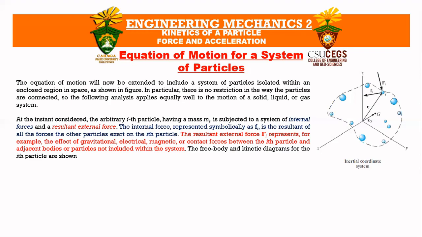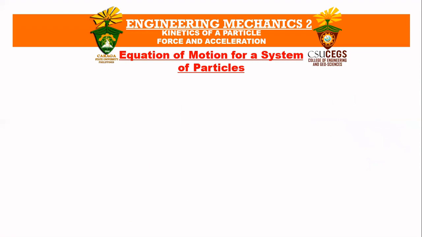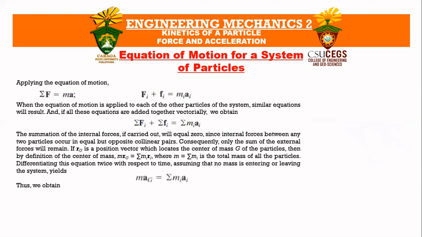So the free body and kinetic diagrams for the ith particle are shown below. This is the FBD and the kinetic diagram of the ith particle. And when we apply the equation of motion, which is the summation of all forces is equal to ma, the summation of all forces is the external force, which is the capital Fi, plus the internal forces, which is the small letter fi, is equal to mi times ai.